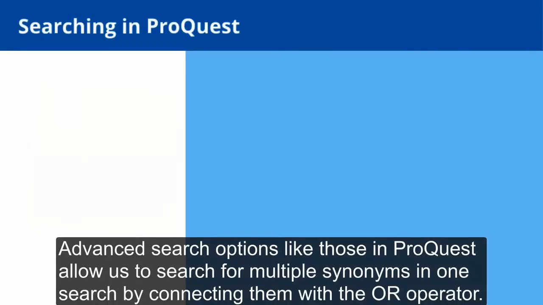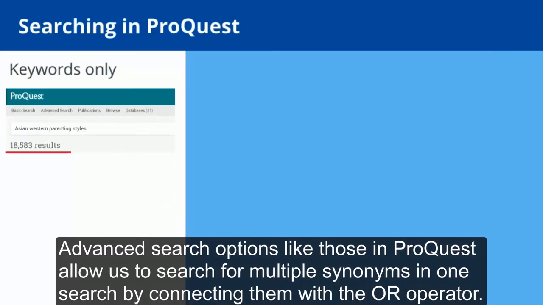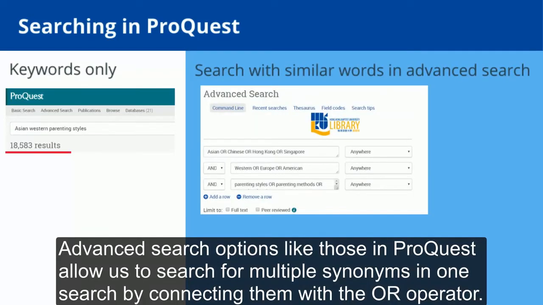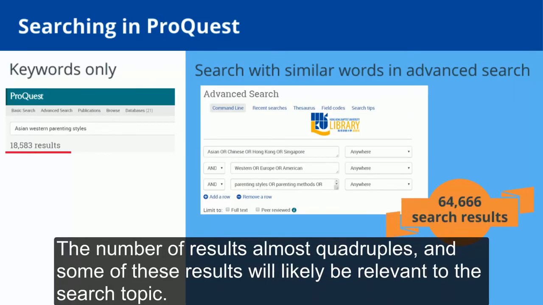Advanced search options, like those in ProQuest, allow us to search for multiple synonyms in one search by connecting them with the OR operator. The number of results almost quadruples, and some of these results will likely be relevant to the search topic.